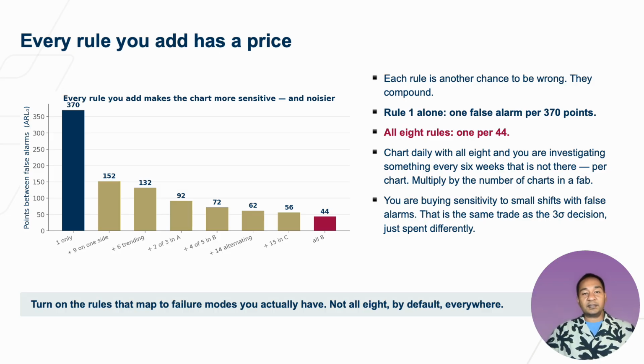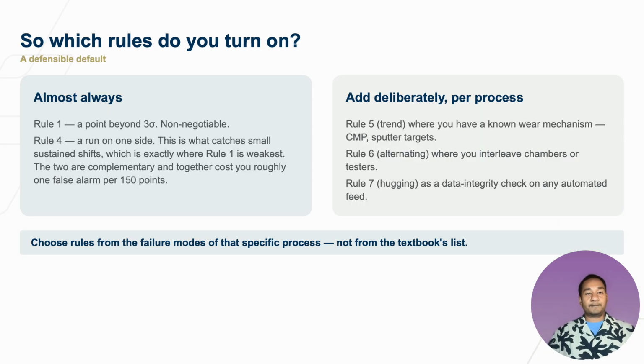You are buying sensitivity to small shifts by spending false alarms. The rules are simply a different way to spend the same budget, and they spend it on specific failure modes each rule is tuned to. So the question is not which rules exist, all 8 exist. The question is which failure modes you actually have on this process, and whether each rule is worth its share of false alarm budget. So here is a defensible answer.